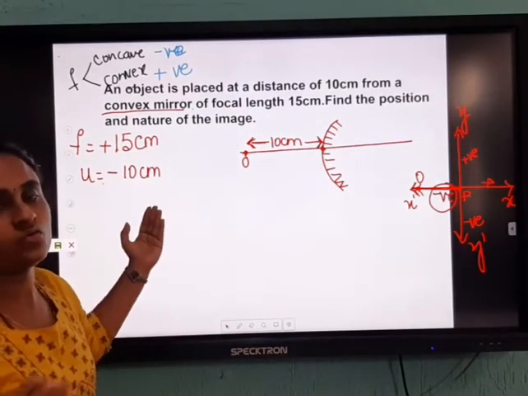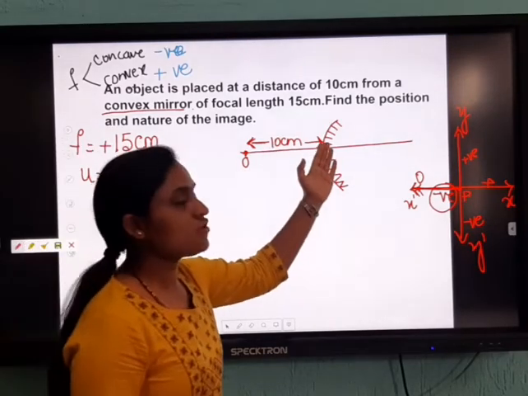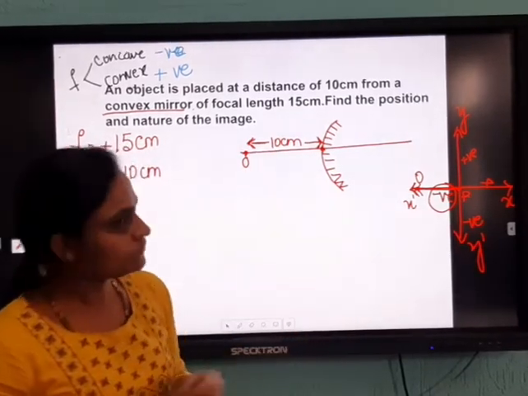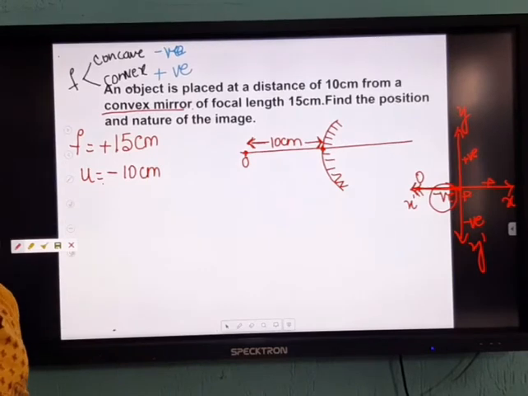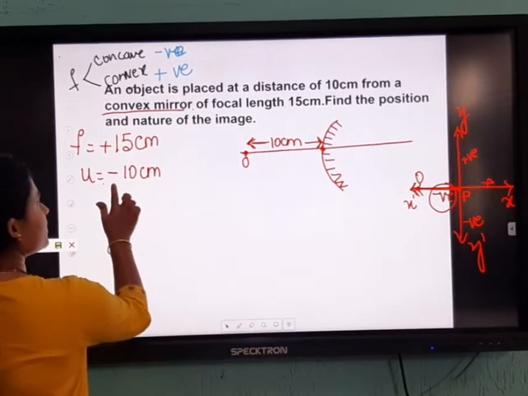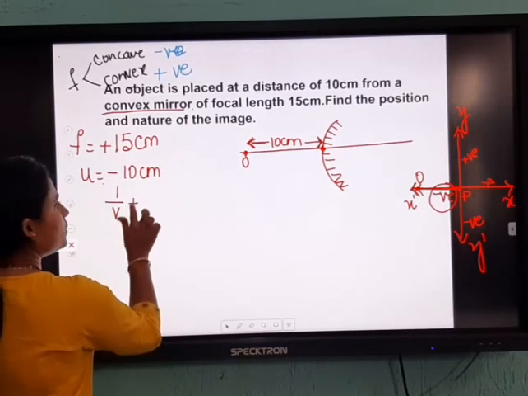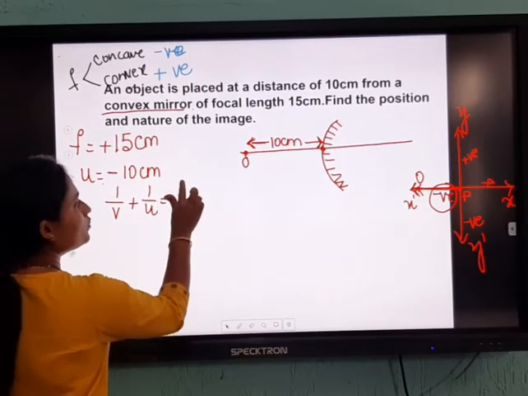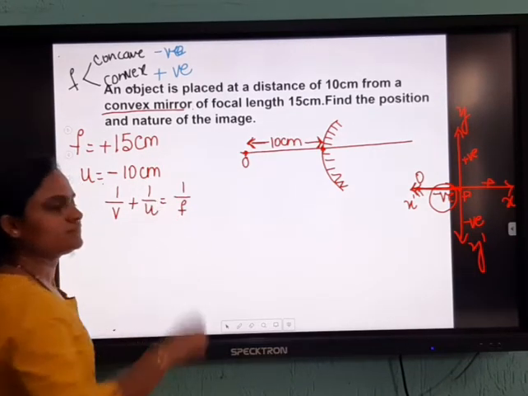If it's a concave mirror, what sign should it be? If the image is formed from here to here, what sign do we have to put? Clear? Now you know the mirror formula. What is the mirror formula? I said 1 by V plus 1 by U equals 1 by F.